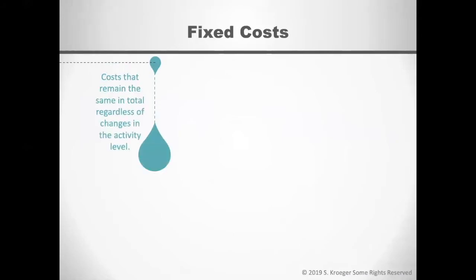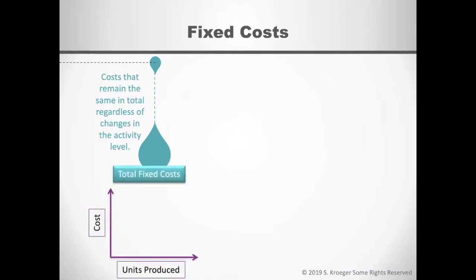The first cost we're going to discuss is fixed costs. Fixed costs are costs that stay the same regardless of the business activity. That means no matter how slow or busy the company is, this expense would stay the same. That is why this graph shows a flat line. We will be using this graph throughout this chapter.